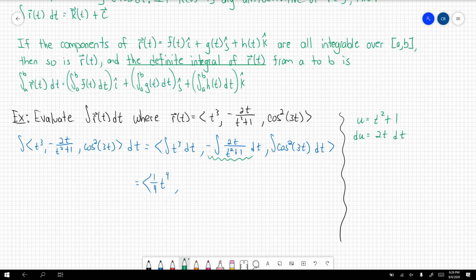Okay, perfect. So using this substitution here, I still have negative integral, and then that 2t dt becomes du, and that denominator just becomes u. So this is 1 over u du. And then finally we have cosine squared of 3t.